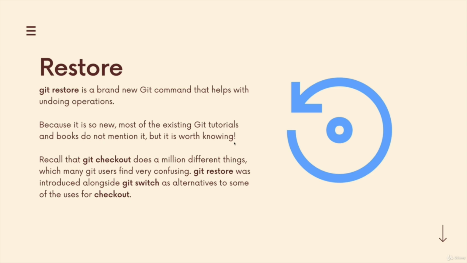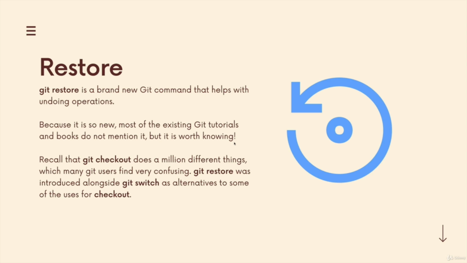Remember how I've said this a couple times, git checkout does a lot of things, and git switch alongside git restore were both introduced to try and take away some of that stuff from git checkout. So git checkout still does all that stuff, but now we have standalone commands: git switch to switch branches, and git restore that helps with undoing operations.